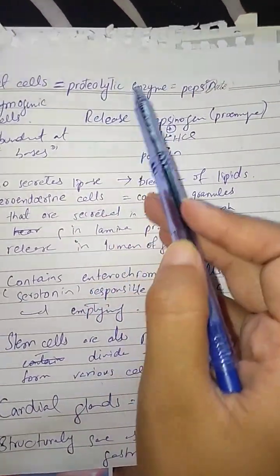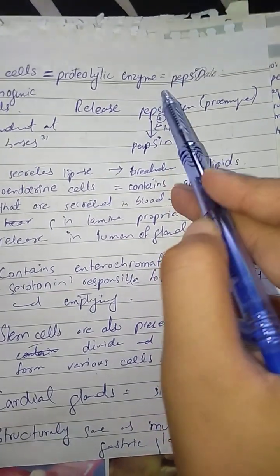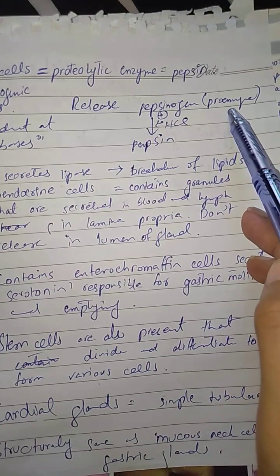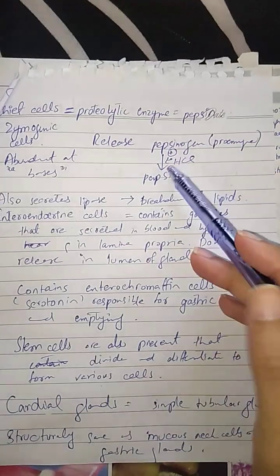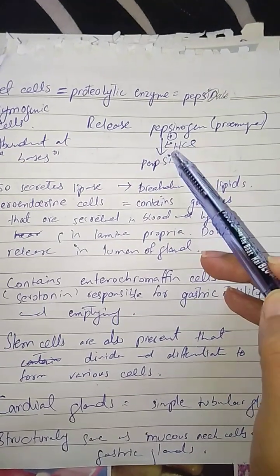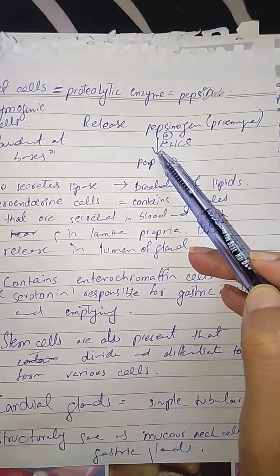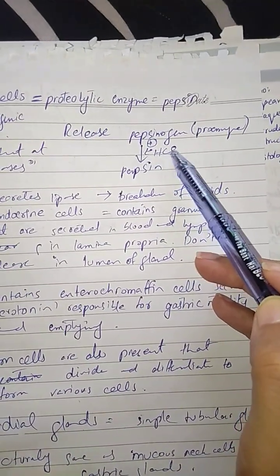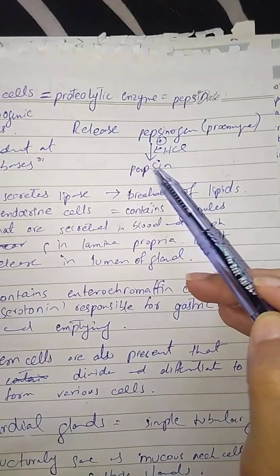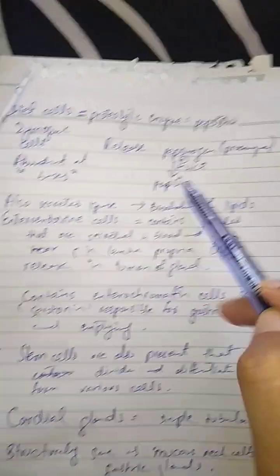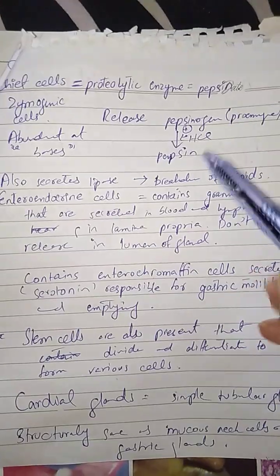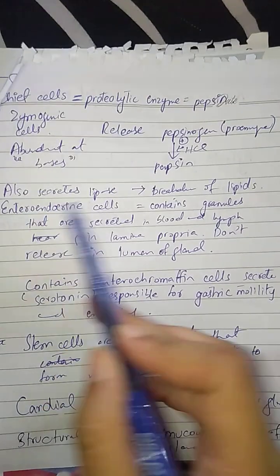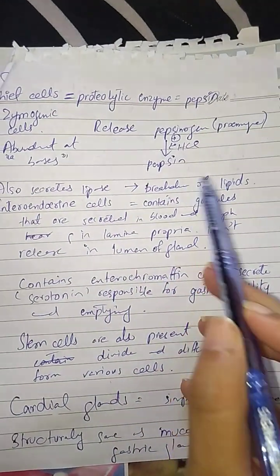Chief cells secrete a proteolytic enzyme, that is pepsin. It doesn't secrete pepsin, it secretes a proenzyme, that is pepsinogen. And pepsinogen, on action of HCl, you know that H positive was secreted from the parietal cell intracellular canaliculus and chloride was present. So HCl is formed and HCl acts on pepsinogen to convert it into pepsin. Pepsin is actually an activated enzyme responsible for the breakdown of all the proteins. It is a proteolytic enzyme. It also secretes lipase enzyme, responsible for the breakdown of lipids.